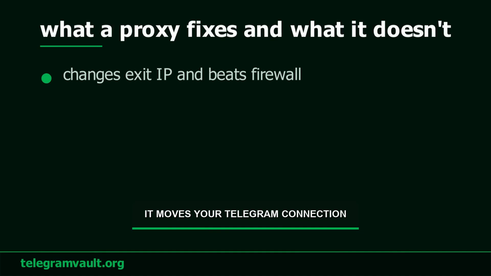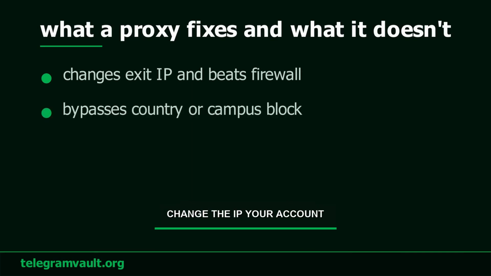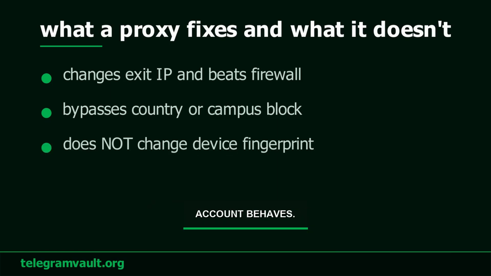A proxy moves your Telegram connection to a different exit and gets you past the firewall or block, and it can change the IP your account appears on. It does not change your device fingerprint or how the account behaves. For one personal account beating a block, a proxy is the whole answer.